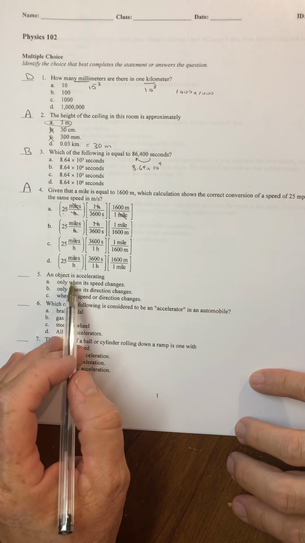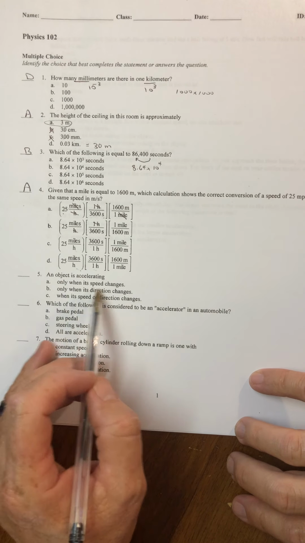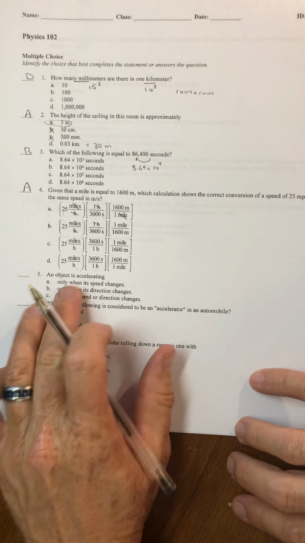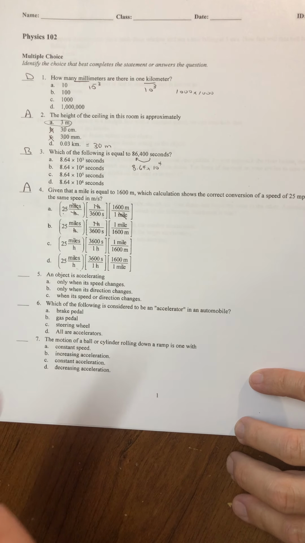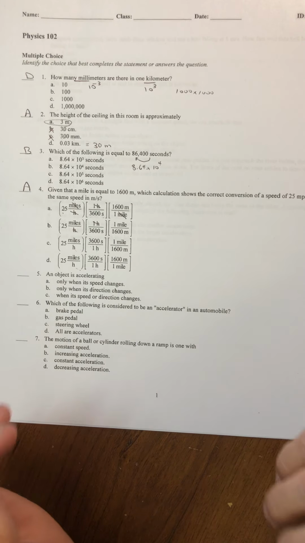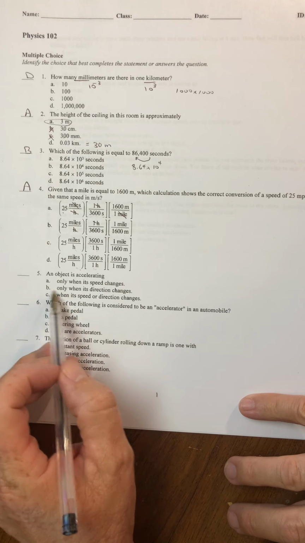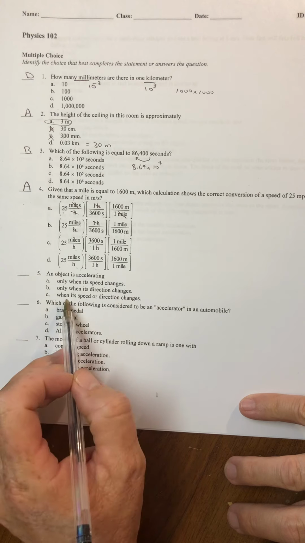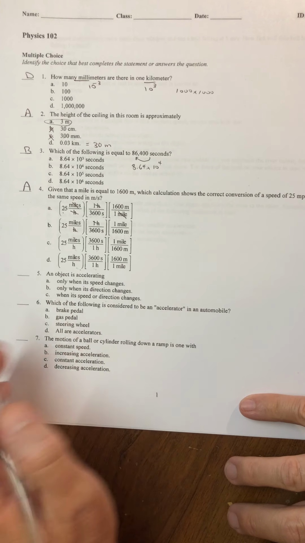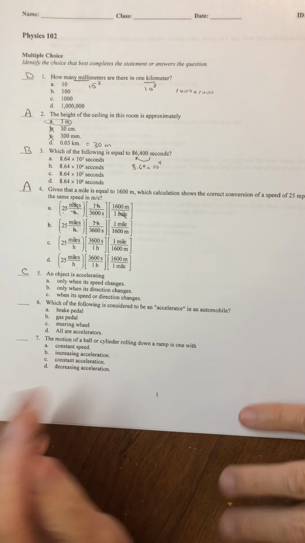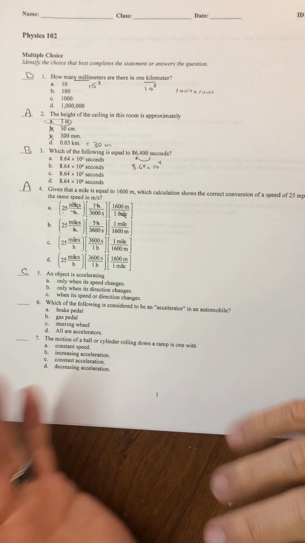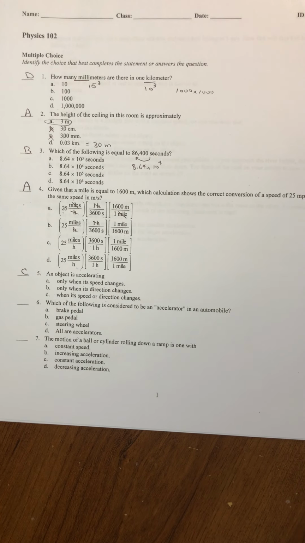It says an object is accelerating only when its speed is changing. Well, this was the definition of acceleration. Acceleration is a change in velocity, and velocity is both speed and direction. So either one could change. So it's not just only speed, but it's not B either, only direction. It is when its speed or its direction changes, which also implies if both of those are changing. So anyway, C would be the correct one because it would be a change in velocity.